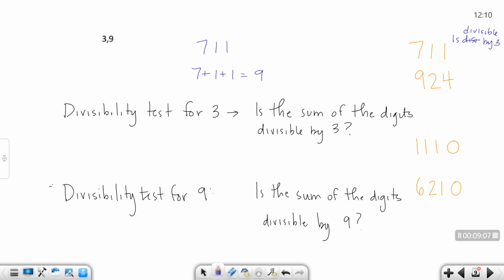Okay, so let's take our next one, 924. 9 plus 2 plus 4. Okay, this would be 11. 11 plus 4 is 15. If you added up the digits, you get 15. 15 is divisible by 3. I'm going to spell it right in a minute. There we go. Is divisible by 3. Okay, so then we have 1,110. Okay, so that's 1 plus 1 plus 1, that's 3. That is divisible by 3, so this would be yes. It is divisible by 3.